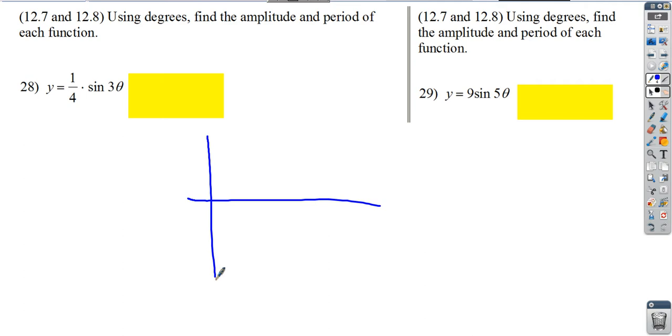Sine looks like this. The sine of 0 is 0. The sine of 90 degrees is 1. The sine of 180 degrees is 0. These are called periodic functions because they repeat. There's like a period to them.